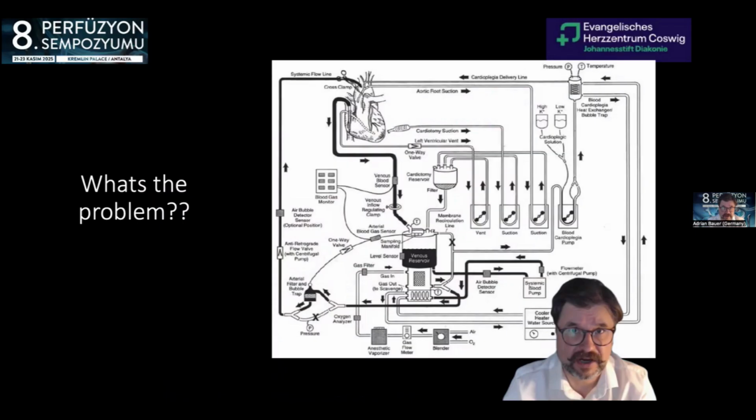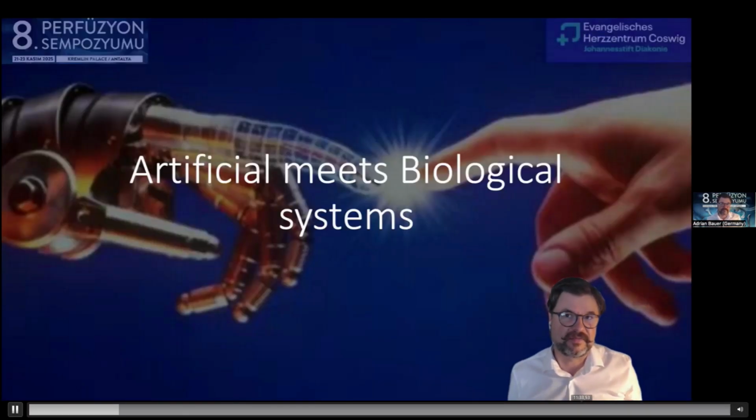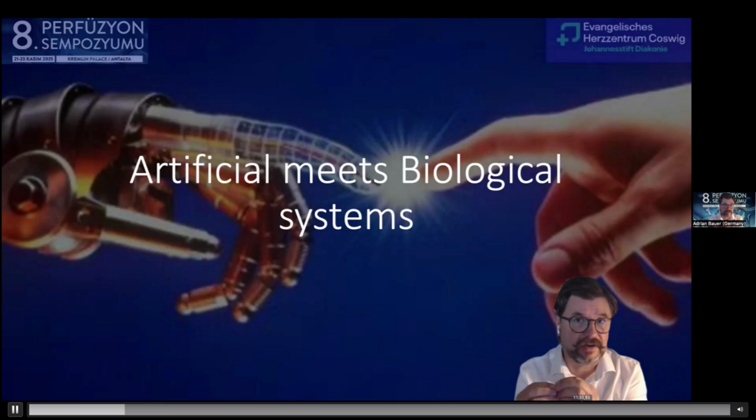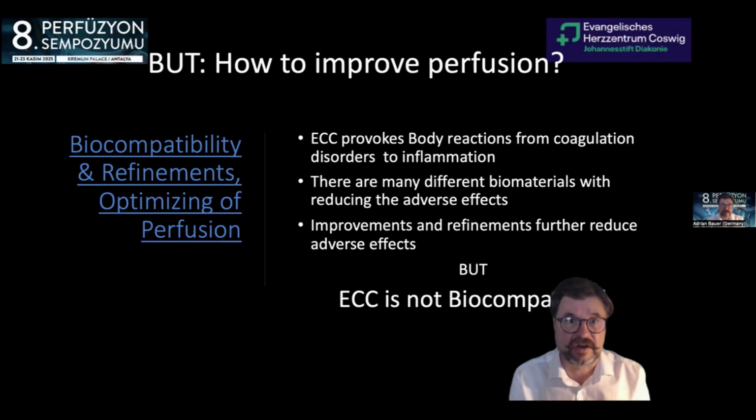What's the problem with a cardiopulmonary bypass? You all know that. It's a very complicated system. We have artificial surfaces, an open venous reservoir, a pump, shear stress and so on. You're all experts. What we are doing with a cardiopulmonary bypass is bringing together an artificial system with a biological system, the human body. And then some reactions are going on.